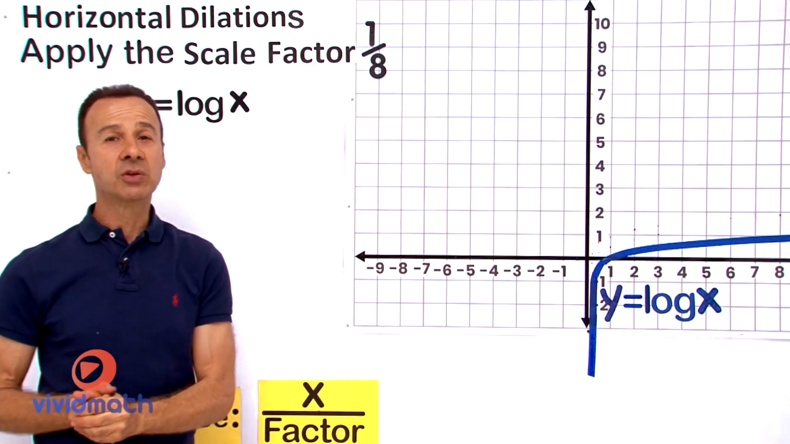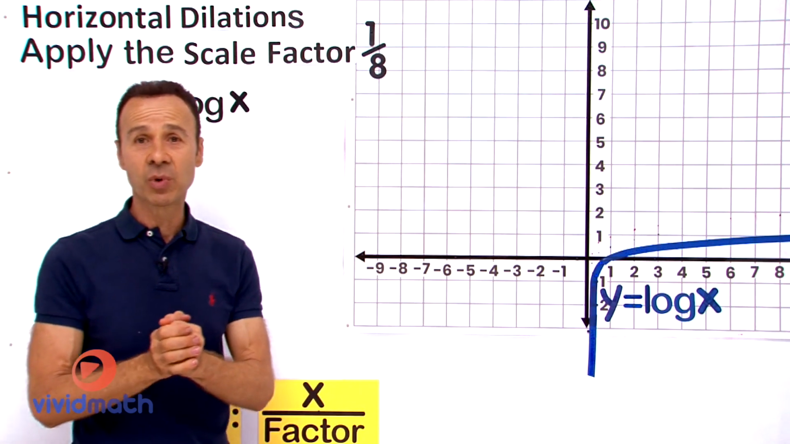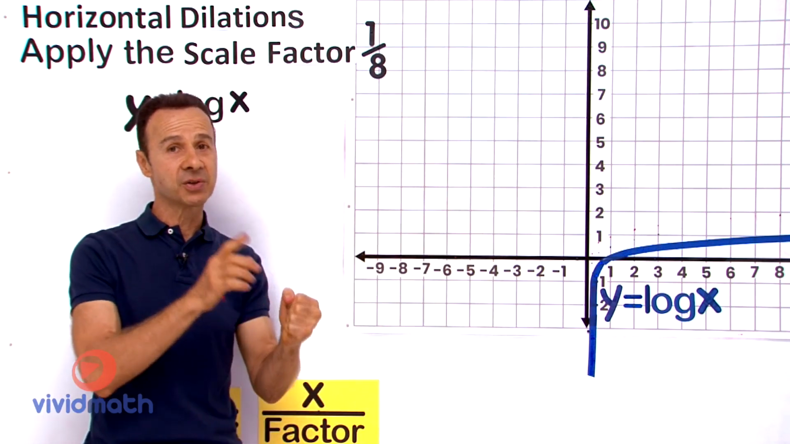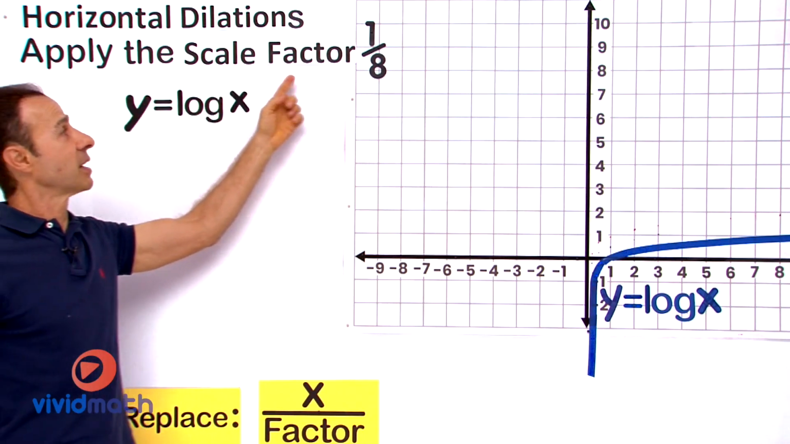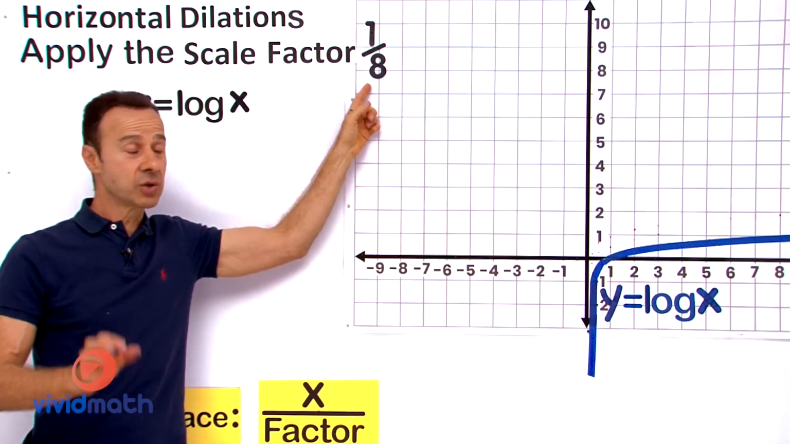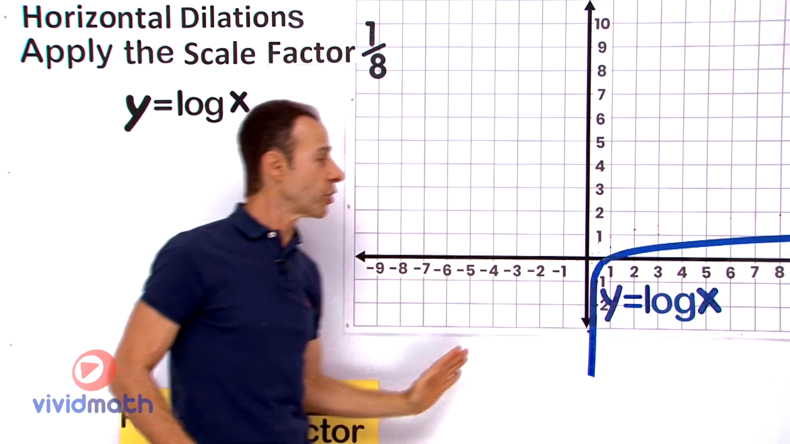Okay, in this question we are doing a horizontal dilation. Now what type of horizontal dilation? Well, it could be a stretch, it could be a compress. What we're asked to do is apply the scale factor of 1/8 to the function of y equals log x. Now I've already taken the liberty of drawing y equals log x.